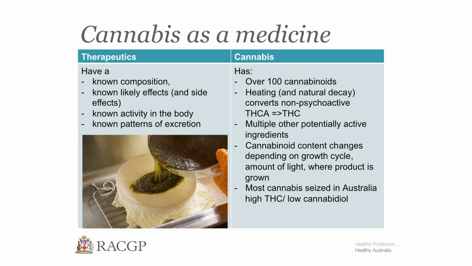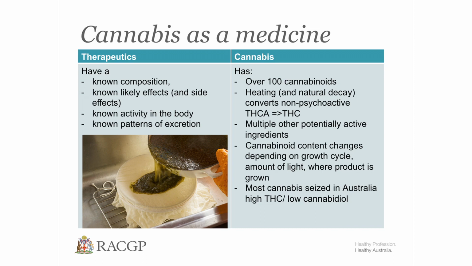Talking about cannabis as a medicine. We regulate therapeutic goods. We know that therapeutics have a known composition. They've got known likely effects, and we generally know what their likely side effects are. We've usually got a product information and quite a bit of information that we can go to look up and understand what's going to happen when we use a certain dose in a certain patient. We generally know what the likely activity is in the body, so that we know how long it's going to be active for that patient, and we usually know how long it's going to take for that product to leave the body.